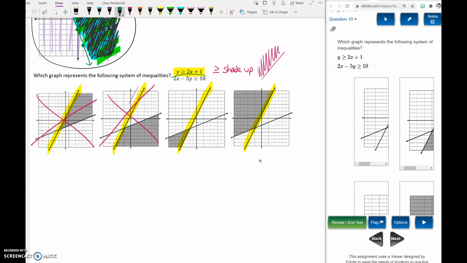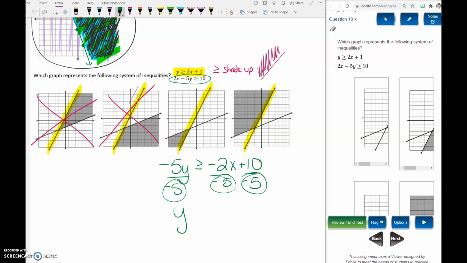Now, let's check the other one. We have to do a little bit of work. Subtract 2x on both sides. Divide by -5. What happens when you divide by a negative? That sign has to switch. So y is less than or equal to 2/5 x minus 2. Honestly, I don't care what the slope is. I really care about this number. That's the -2. That tells me this is the line we're dealing with.